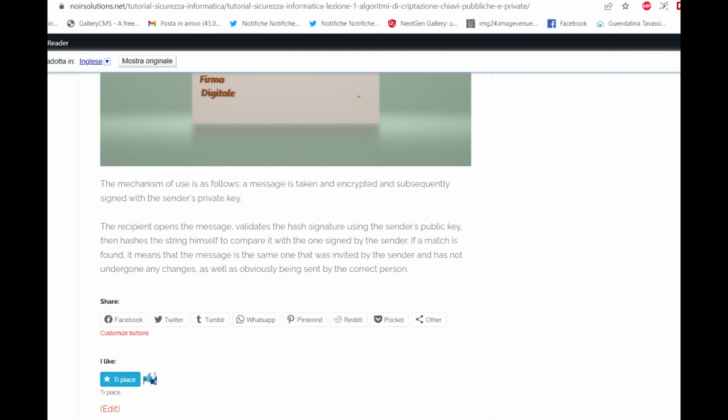The mechanism of use is as follows. A message is taken, hashed and then signed with the sender's private key. The recipient opens the message, validates the hash signature using the sender's public key, then hashes the string himself to compare it to the one signed by the sender. If a match is found, it means that the message is the same one that was sent by the sender and has not undergone any changes, as well as obviously being sent by the correct person.